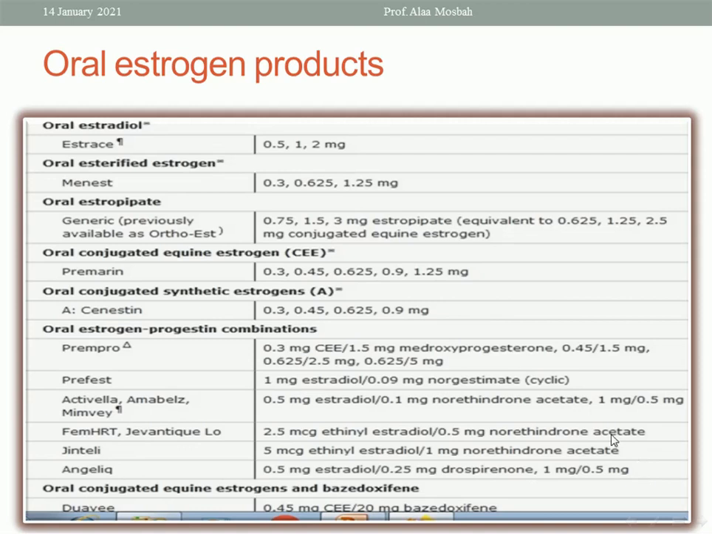This is an example for some oral estrogen products. As you see, different types of estrogen and doses. As you see here, for example, the Primarine, I have many doses: 0.3, 0.4, 0.6, 25, 0.9, and 1.25 milligram, which is the largest dose of Primarine, which is conjugated estrogen. Okay, so all these are examples of estrogen.